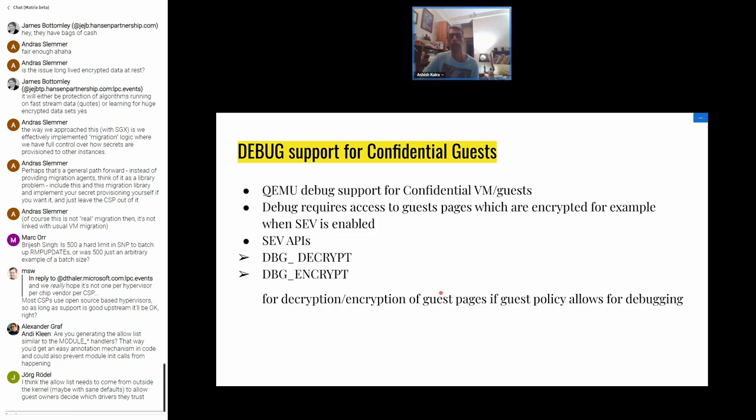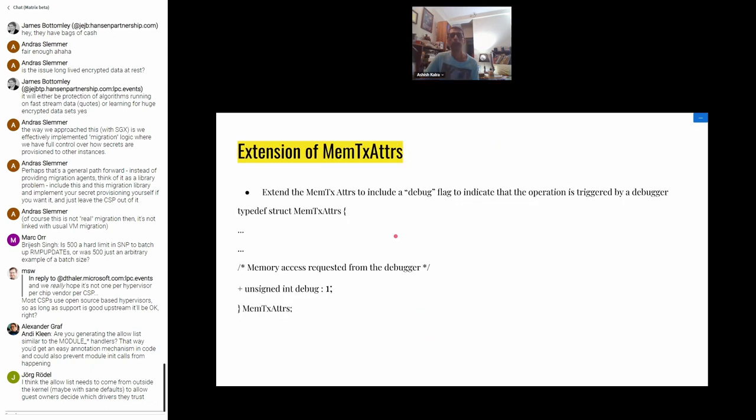So again, this discussion is generally more about the QEMU debug support required for confidential VMs or guests. The AMD security processor specifically has key management APIs which basically allow you to decrypt or encrypt the guest memory. So you have the debug decrypt and debug encrypt PSP commands, which allow decryption and encryption of guest pages. We do have a guest policy, which can also be set in case we want the VM to be debugged.